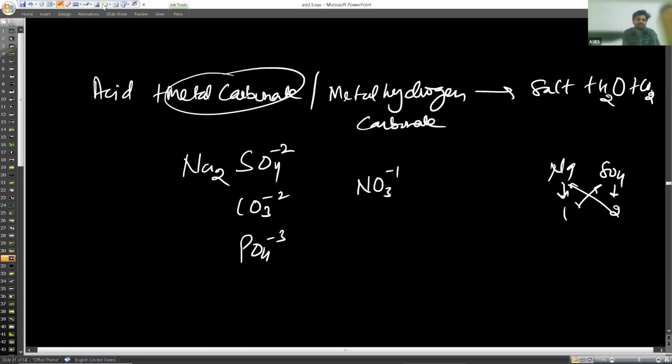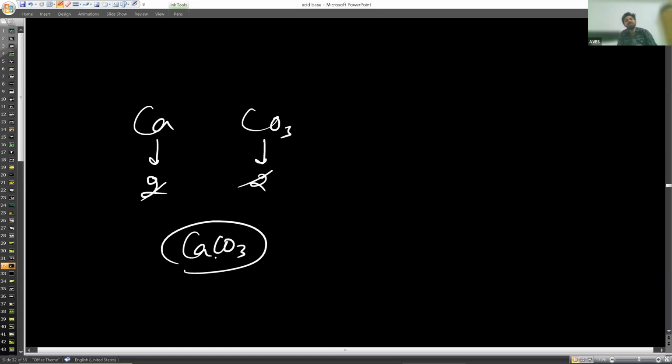Okay, for example, we have calcium and we have a carbonate group. Let's make their formula. Calcium has valency 2 and carbonate has valency 2. They will cancel each other, so you will have CaCO3. The name of this compound is calcium carbonate, but it is a metal carbonate.